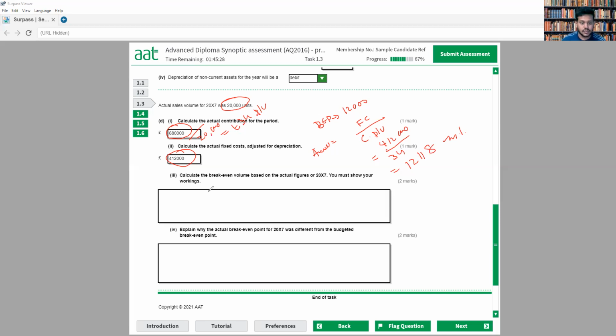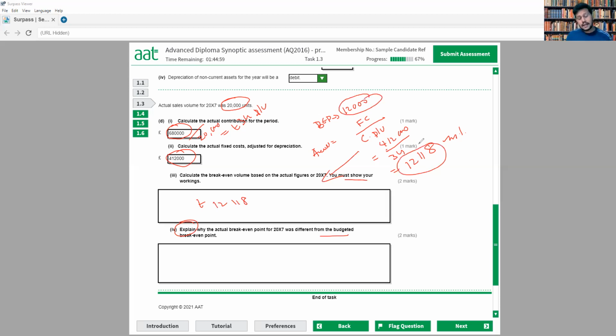So you have to show all these workings here. The workings you have done, fixed cost and so on. You have to write everything here because they said show the workings. All these workings you have to include here in the box. Now the next question said explain. So this one you have to write. Explain why the actual break-even was different from the budgeted. So we have to know the difference because the budgeted was 12,000 and actual is 12,118.